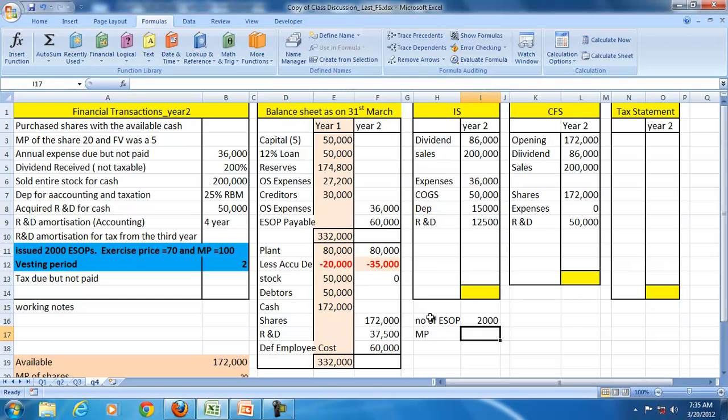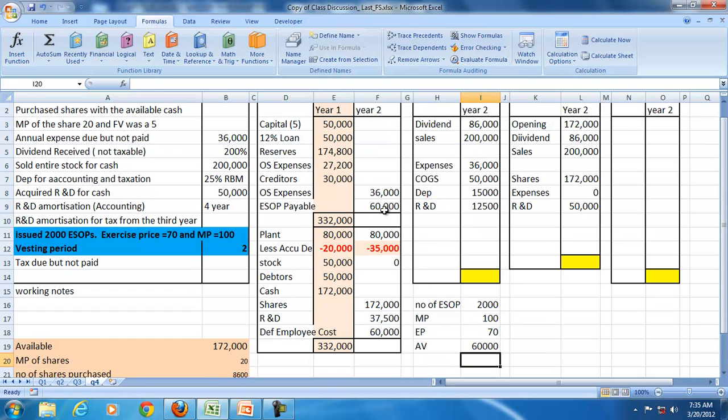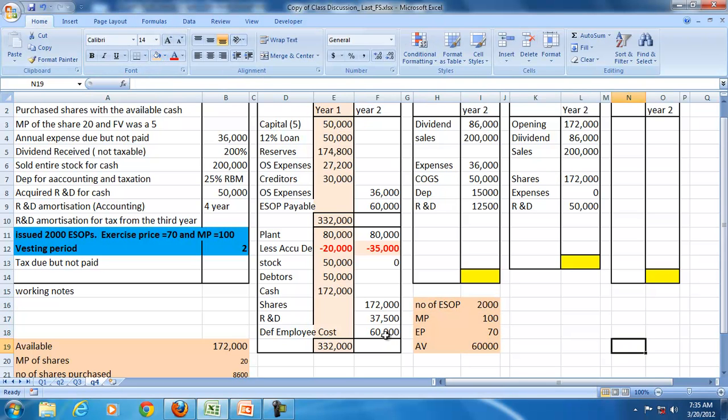The market value is 100, the exercise price is 70, so therefore the ESOP accounting value is equal to 60,000, and that 60,000 is shown on the balance sheet as an asset, and the corresponding source is shown as ESOP payable. So this is also a working note for us.